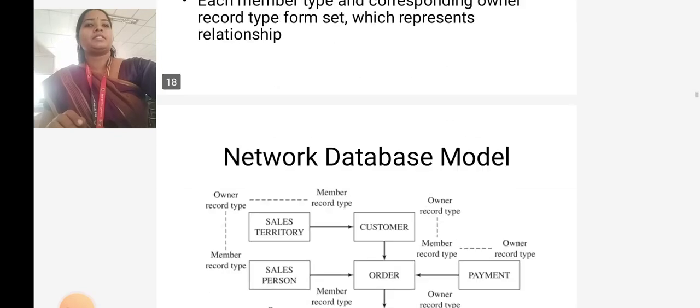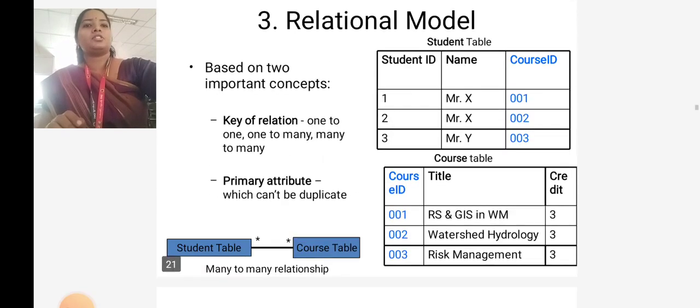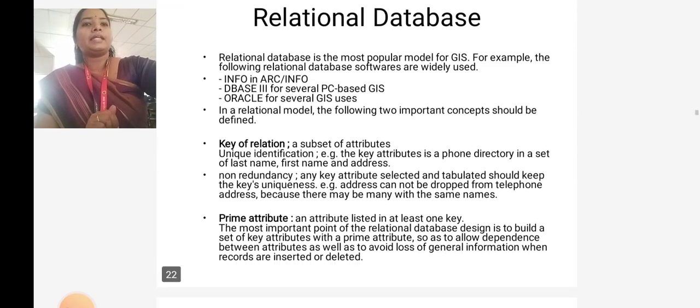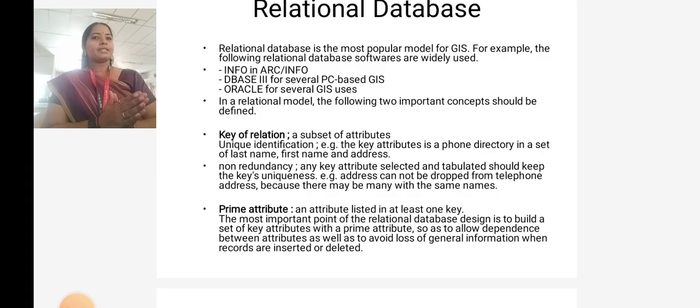The next one is the relational model. It is based on two important concepts, key of relation and primary attribute. One to one, one to many, and many to many, many to one relationships will be there. A primary attribute cannot be duplicated, which again comes under data redundancy. The relational database is the most popular model. The following relational database software is widely used: Info, Arc, DBase, Oracle, Informatica, and so on.